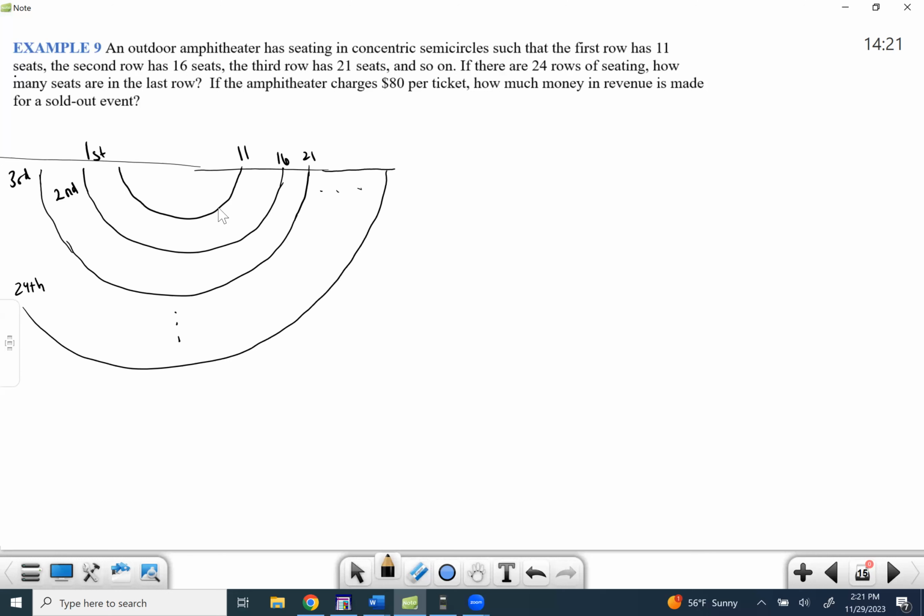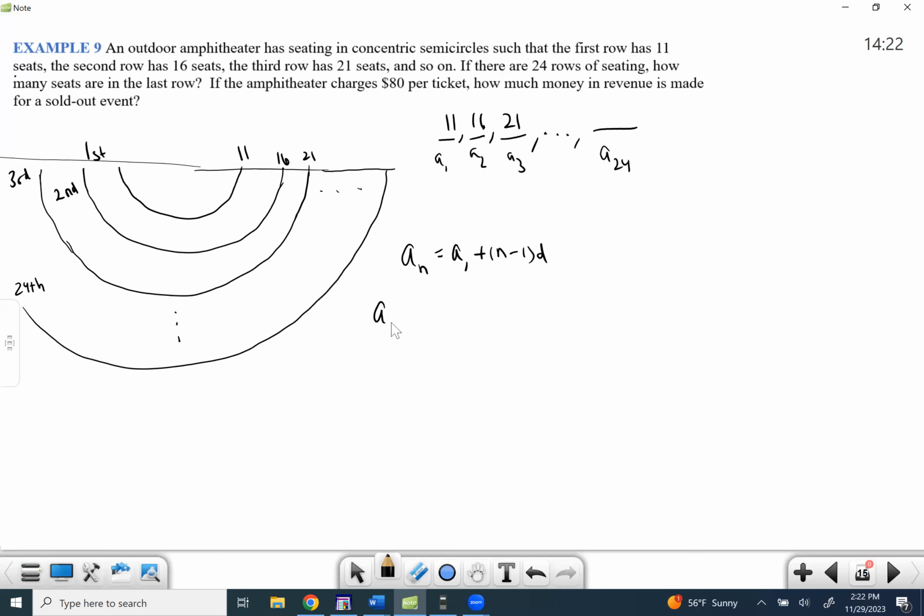Okay, so finding how many seats are in that row is the same as finding out the 24th term. So I'm going to write down a sub 1, a sub 2, a sub 3, like that. And then we want to know how many seats are in the 24th row. So we're going to start off by using the nth term formula. I'm not trying to add them all up. I'm just trying to find how many are in that last one.